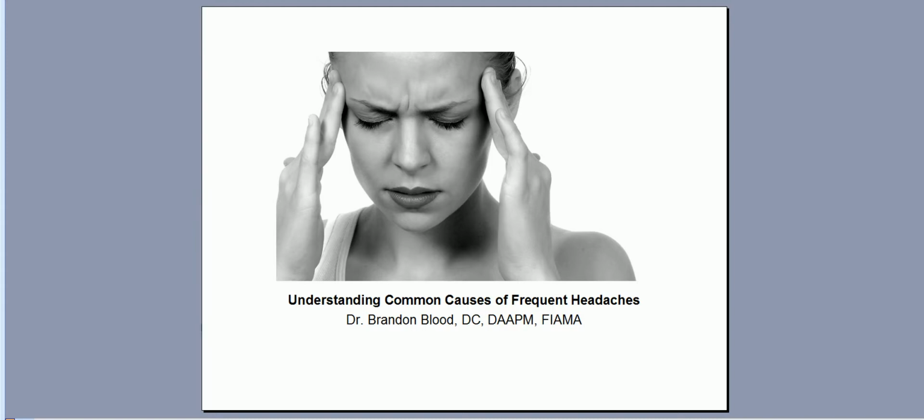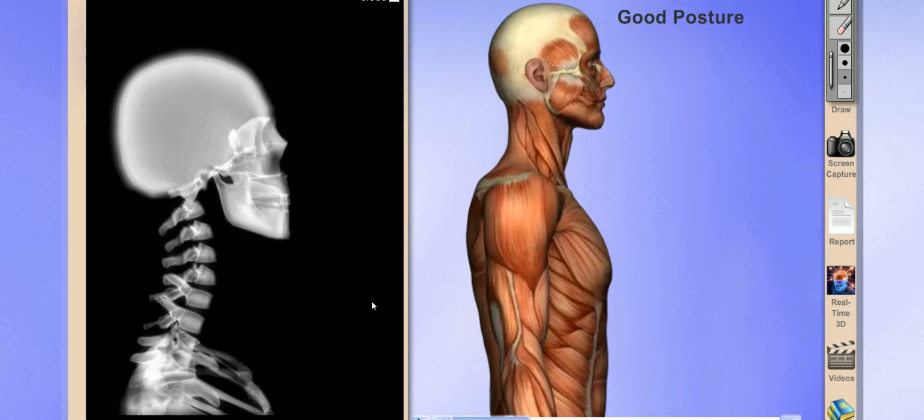Okay. Now, when we talk about these types of headaches, we're largely going to talk about what we would consider tension type headaches, muscle and joint tension. So let's first talk about some of the reasons we might experience headaches.